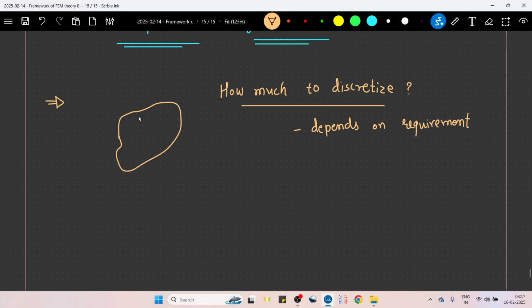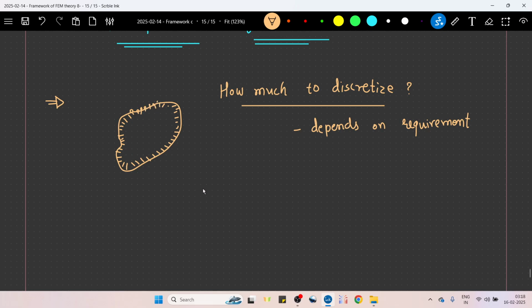For example, for this structure, if you think the complete structure is critical, that is, you want to capture the stress on the entire surface and it is a critical surface, you will refine the mesh in the complete structure, meaning you mesh it with a fine mesh, because you want the solution exactly at all the nodal locations.